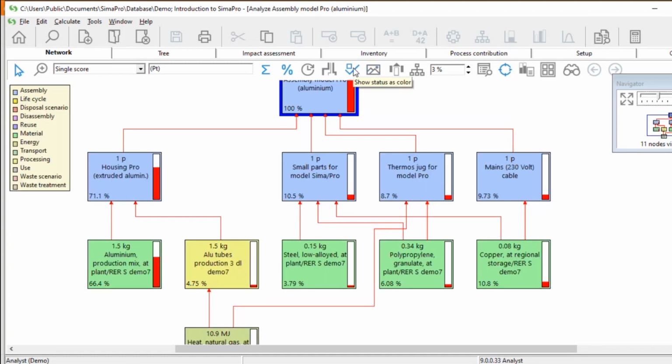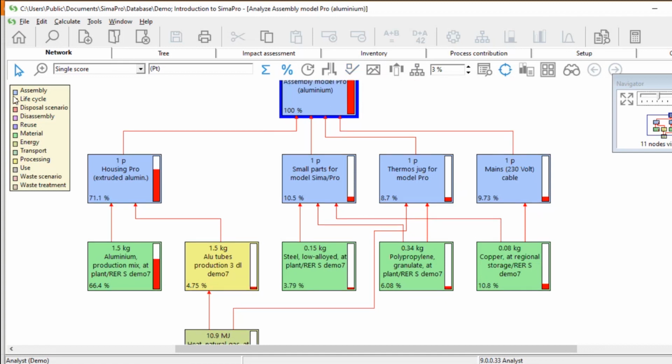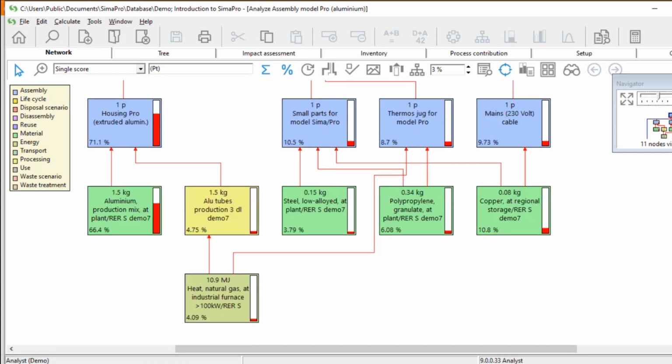Okay, so this one is the color of your processes, and the legends are here. This light blue represents the environmental burden from the assemblies. However, materials are represented here with the light green. You can see the legend here. Materials is represented by the light green: aluminum, for example, steel, polypropylene, copper, and so on. The energy, the heat energy from natural gas, is represented by this color. I don't know the color name, so you can see the legend here.